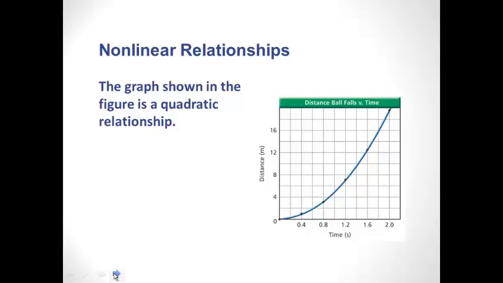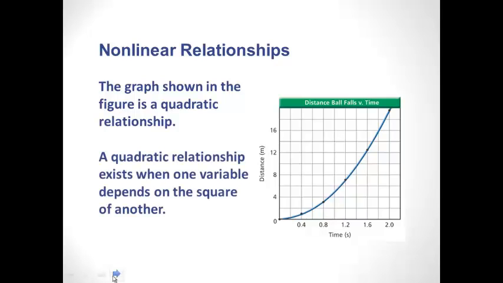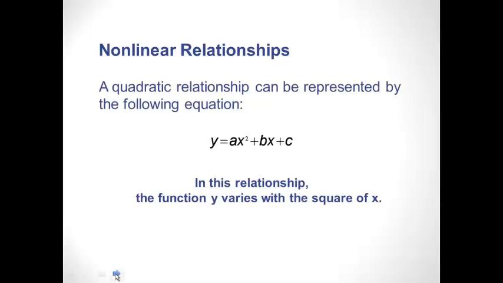But that's a parabolic shape. The shape is a parabola and the type of graph is quadratic. A quadratic relationship is of the form that y is equal to kx squared, where k is a constant. We can also use other letters for the actual relationship. We talk about the quadratic equation in standard form as y equals ax squared plus bx plus c. And in this relationship, the function y is going to vary with the square of x. Notice it's a lot more complicated than the linear equation.